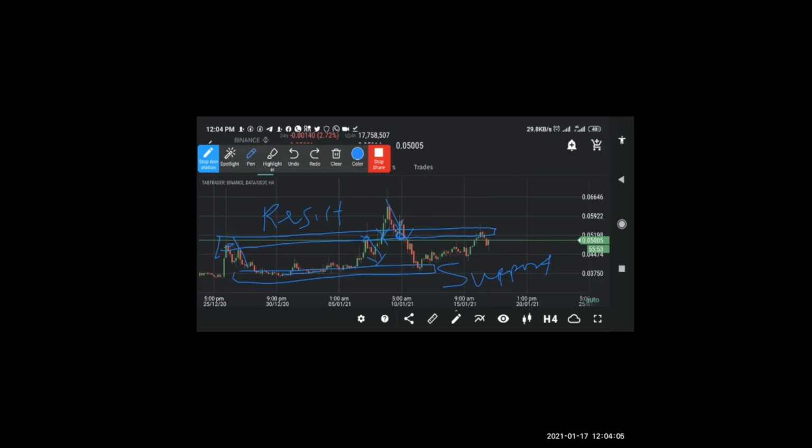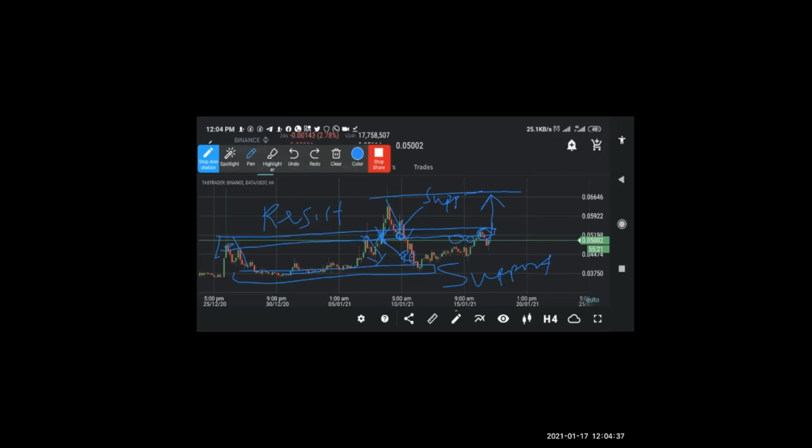It is broken at this particular point, and now it is tested here. So here it is acting like a resistance, and at this point it is acting as a support to this price. But it is broken, and then look at it, it was tested here, it was tested here, and now it is tested here, and the price is respecting. So the moment the price went above this, we may say that we are anticipating the price will go all the way to this particular all-time high.